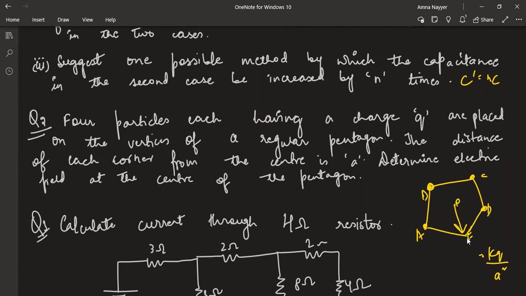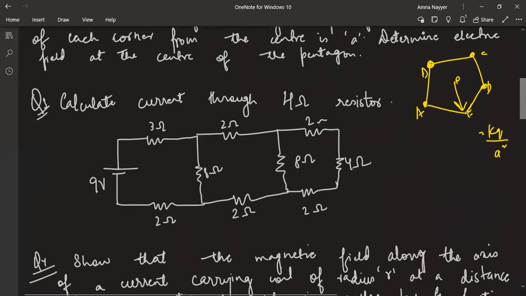Fine. The next question was, you were given a series of resistors. You had to calculate the current through the 4 ohm resistor. So 4 ohm is only one, right? This one, 4 ohm. See here, if you find the equivalent resistance till here, 2 plus 4 plus 2, that will become 8, and 8 and 8 will again become 4. See, I'll tell you. Let me redraw the circuit here separately.